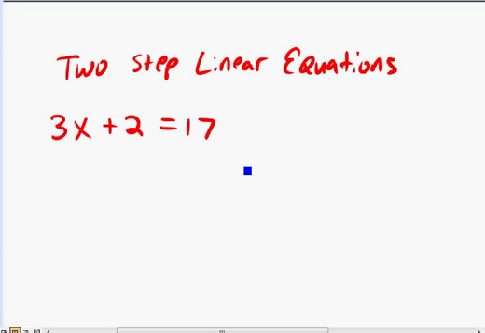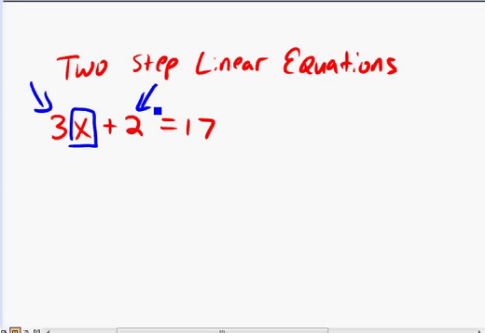This equation here, 3x plus 2 equals 17. Again, what we're trying to do is isolate the x. We want to get x by itself on one side, and get rid of the 3 and the 2. Find a way to move them somewhere else, hopefully the other side, and get the answer that way.